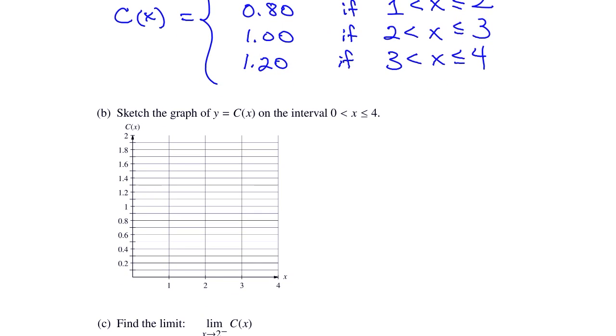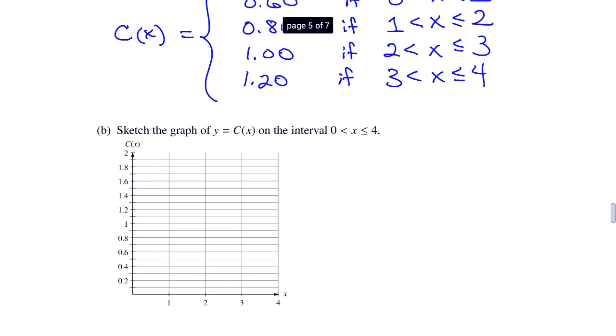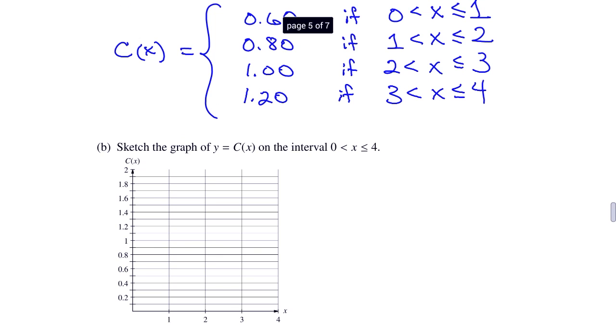Sketch the graph of c of x from 0 to 4. So the first value was 60, and it's open at the left end, and then goes over, and it does include the right endpoint. Then we have 80 cents. It's open, and it goes over solid at the right endpoint there. Open, over, solid, and then open, and then solid. And those values just come from the function above.